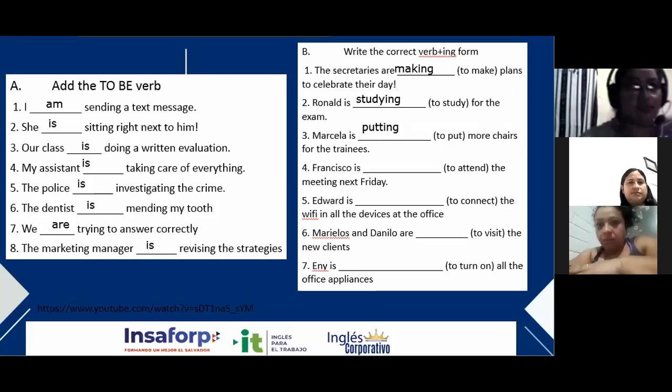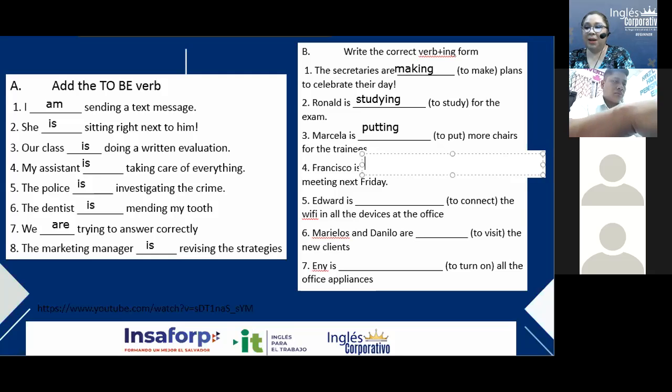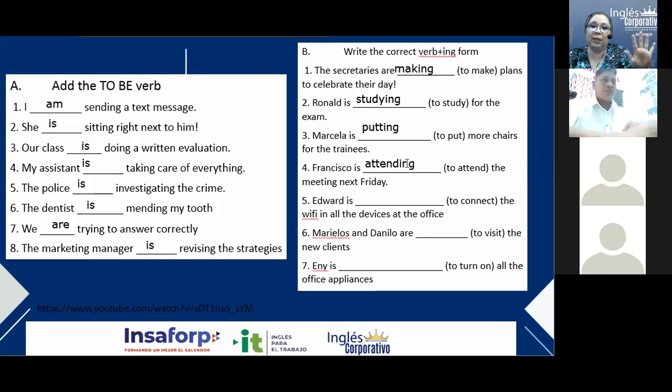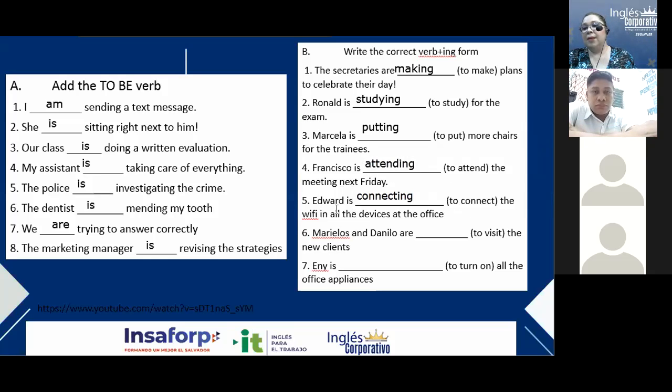Attended. Francisco is attending the meeting next Friday. Okay. Here we just write attending just like that, okay? Attending. Here we don't have to do any change, right? Just add ing, okay? Attending. Now, number five. Connecting. Edward is connecting. Okay. Here we don't have to do any change either, okay? Connecting, good. Next one, number six.